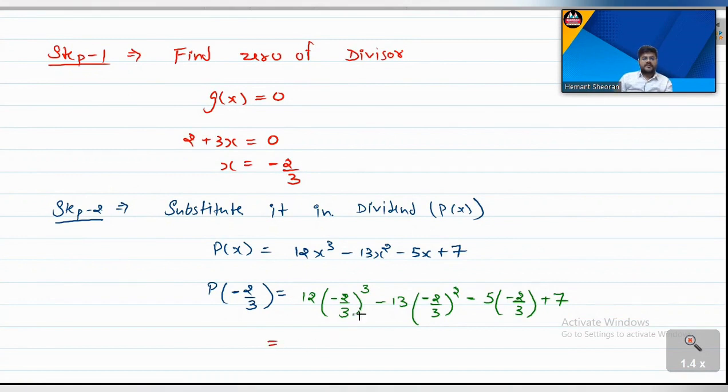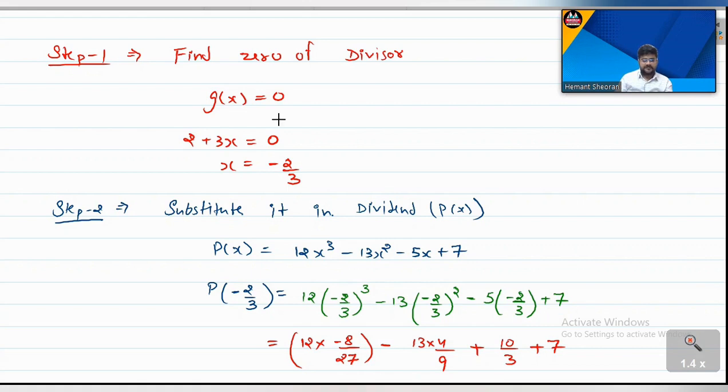Okay, next thing. If we do the cube of it, what answer will you get? 12 times what? Negative 2 whole cube is negative 8 over 27. Yes or no? Then the next part: negative 2 square is again 4, but positive this time. So negative we already have, so 13 times 4 over 9. And then this will be positive now, negative times negative, so 10/3, and plus 7 I got.